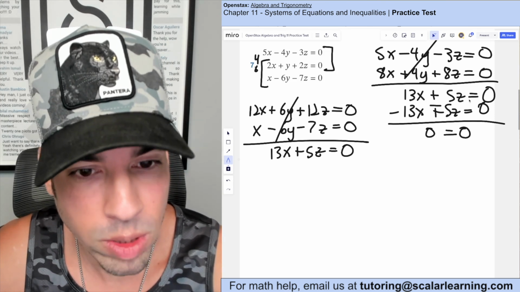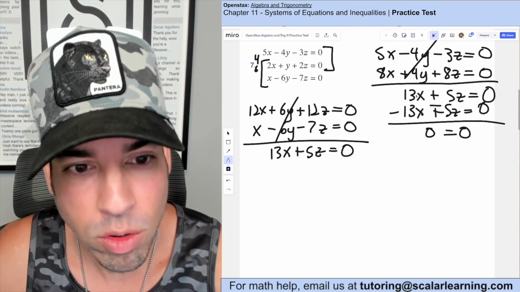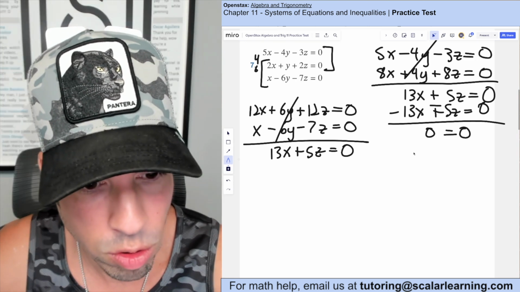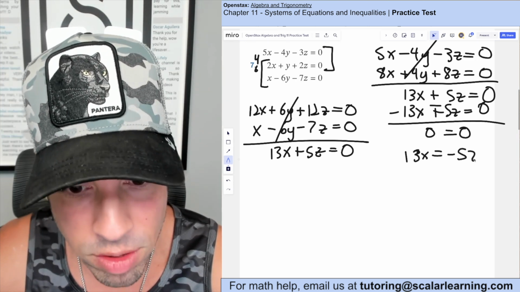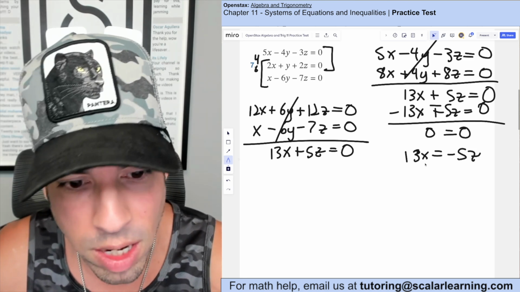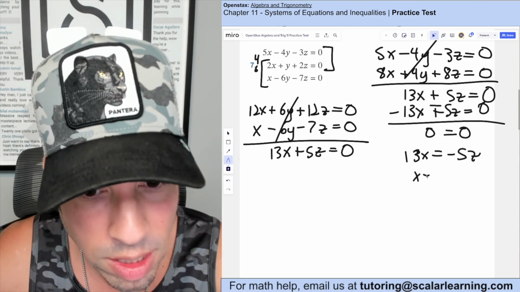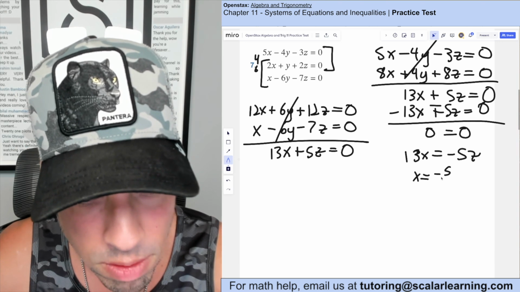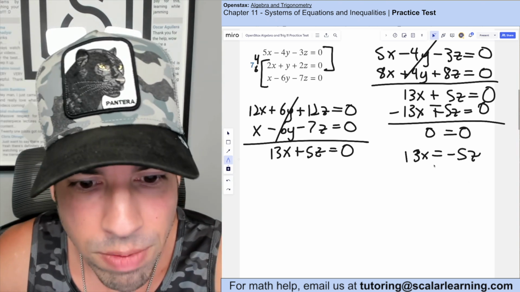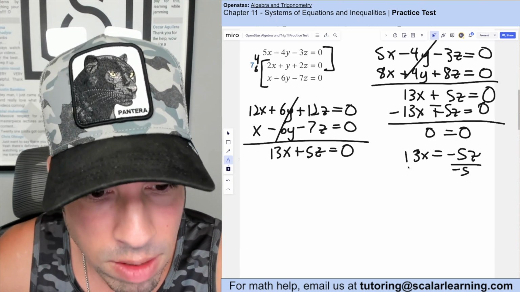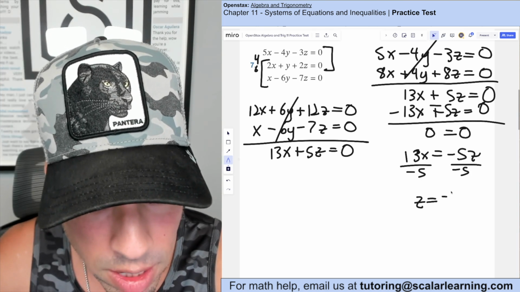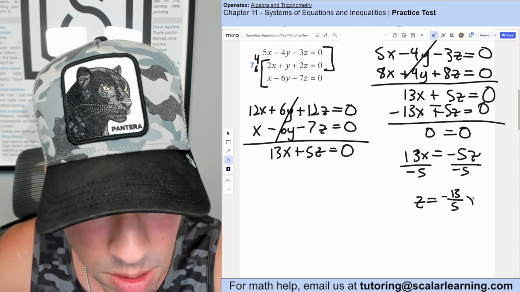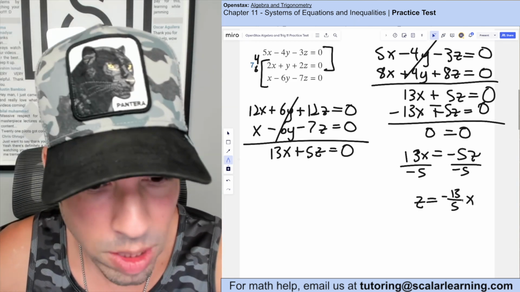I can start with this nice equivalency, right? I know that 13x plus 5z equals 0, which means 13x equals negative 5z, right? Subtract 5z from both sides. And then if I divide both sides by 13, I get x equals negative 5 over 13 z. And then if I divide both sides by negative 5, like so, I get z is equal to negative 13/5 times x. So now I know what z is relative to x.